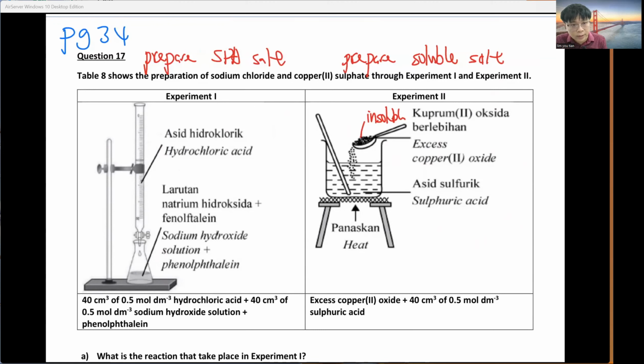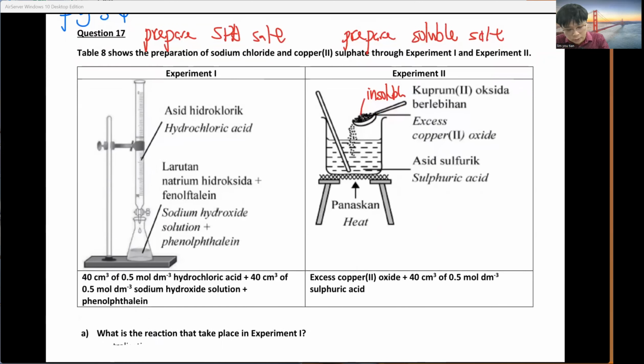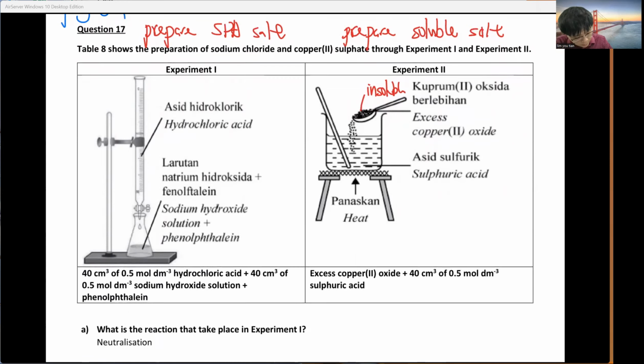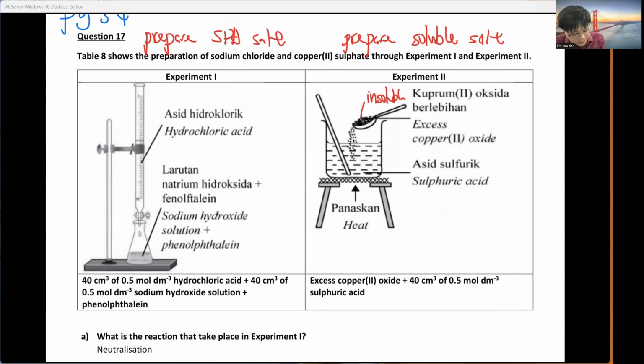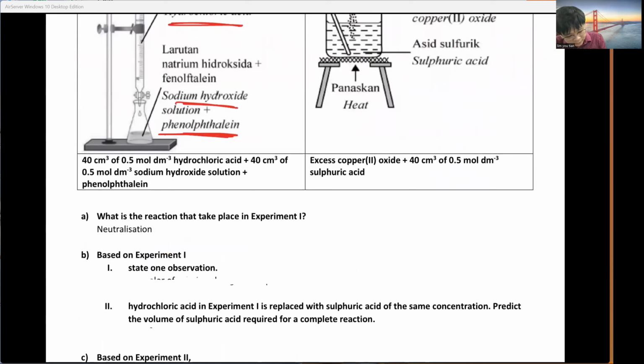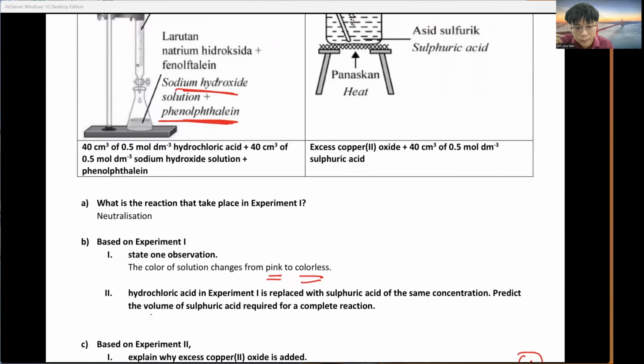Okay, so now we look at the experiment. What is the reaction called? Neutralization. The question is very simple, but it is important for you to know these three different methods. Based on reaction 1, what is the observation? Since you have phenolphthalein, you add the hydrochloric acid into sodium hydroxide. What is the observation? You will see it turn from pink to colorless. This is a result that you need to know.